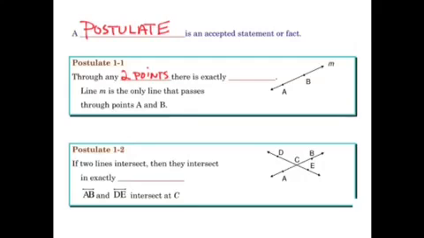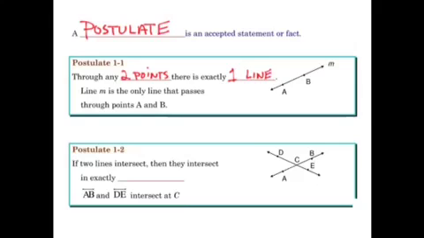So our first one, 1.1, is through any 2 points, there is exactly one line. So this is what I mentioned a little bit before. If I take points A and B, and I draw a line through them, there's not another line that will exist. So we call this line m with a lowercase m. There's not going to be another line that goes through those 2 points, right? And that's something that we just assume to be true.